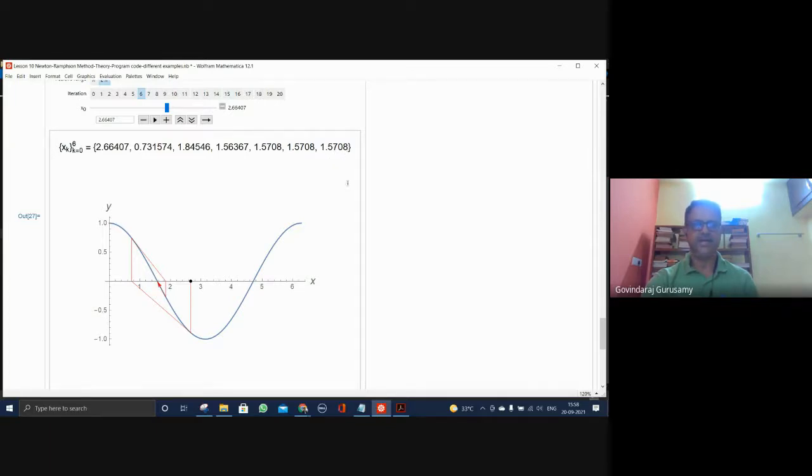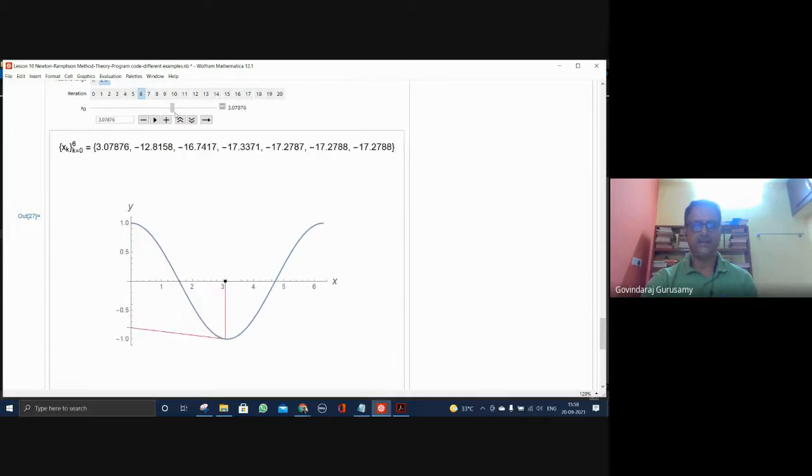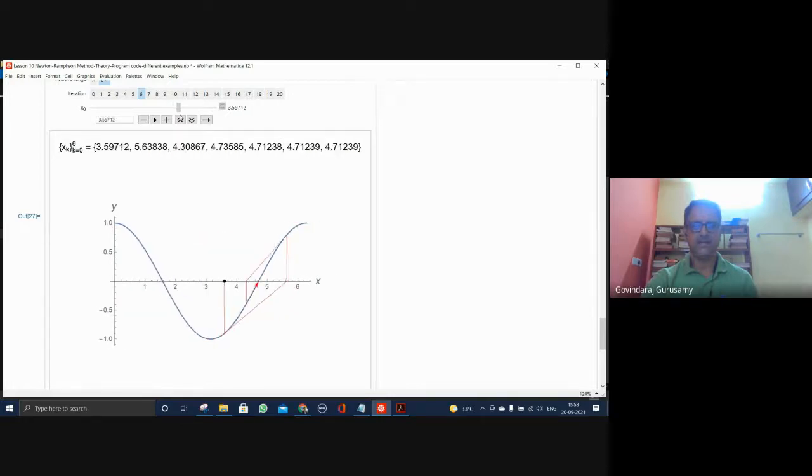1.5708 radians. And if you want to find the other one, what you have to do is select the x0 properly, go away from that, and it will start picking up. Yes, the other root we are getting is 4.71439. Okay, 3.5. No, 4.7. What happened to this?